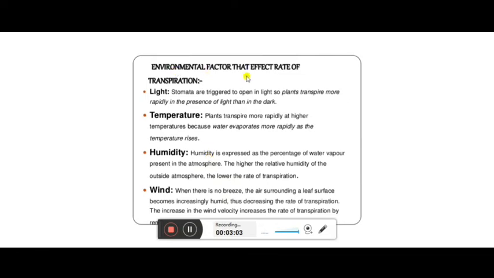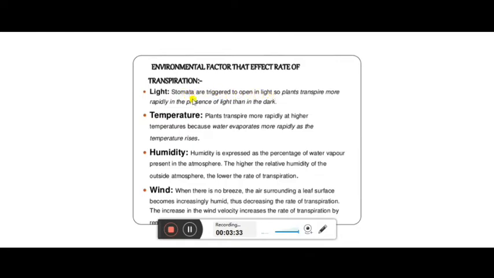Now, what are the environmental factors that affect the rate of transpiration? That means when the rate of transpiration will slow down and when it will be faster, there are some environmental factors which affect that rate. Now, the first one is light, second is temperature, third is humidity, and fourth is wind, or you can say air movement. So, when we talk about light, the stomata are triggered to open in the light.